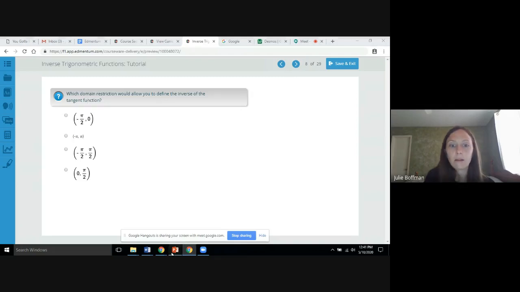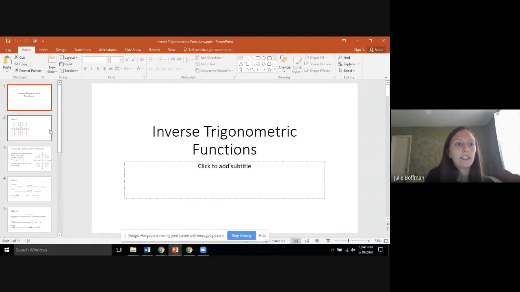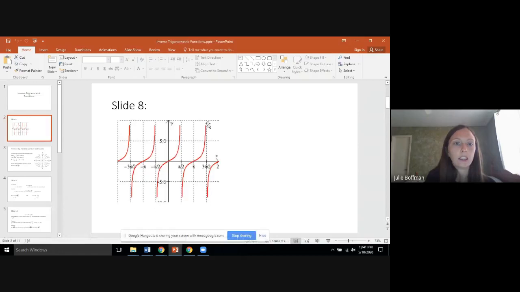So I thought it might be helpful if we have the tangent graph. This is what the tangent graph looks like, if you remember. So does this pass the horizontal line test? No, right? Because if you draw a horizontal line, it crosses it more than once. So what piece could we take to where it does pass the horizontal line test?